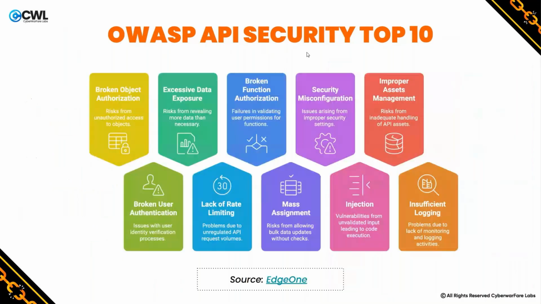So, what were some of these? These are some of the top 10 from 2023. Here we can see that we have broken object level authorization, broken function level authorization, improper asset management, mass assignment, broken user authentication, and lack of rate limiting. So all of these, this BOLA, this BOFA, asset management.